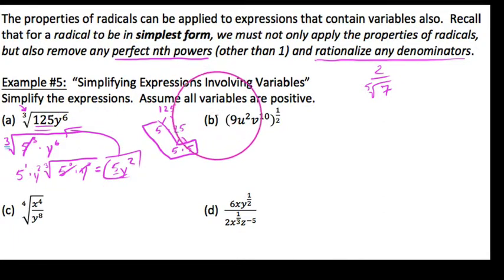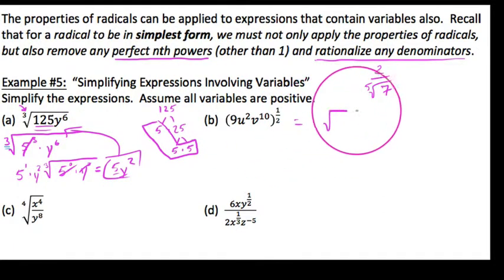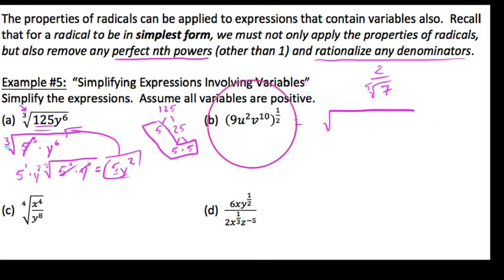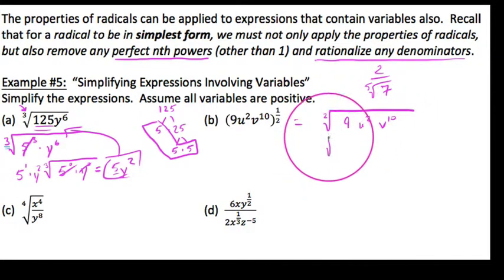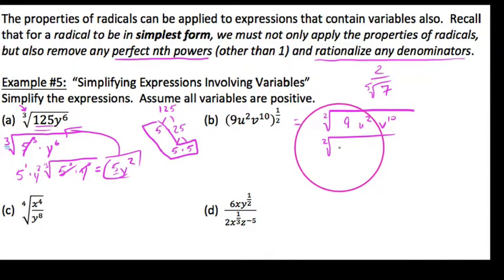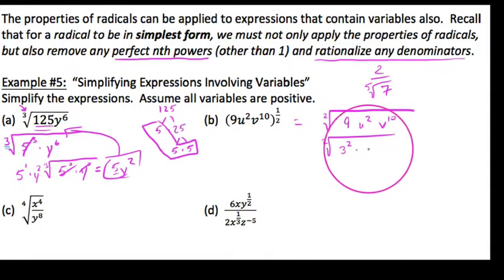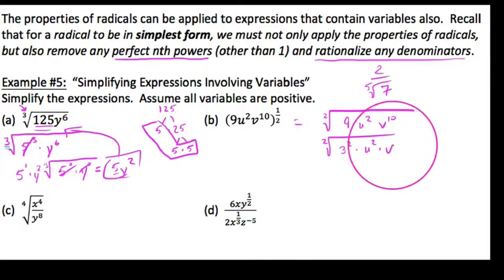So let's take a look now at this next expression. One thing I do want to say about this is, if we'd like to, we could interpret this, instead of as a rational exponent, as the square root of 9u squared v to the 10th. And if we were to treat this the same way we did on the last one, our index is 2. The prime factorization of 9 is 3 to the 2nd. We have u to the 2nd. We have v to the 10th.